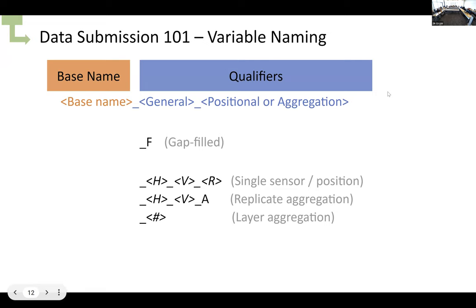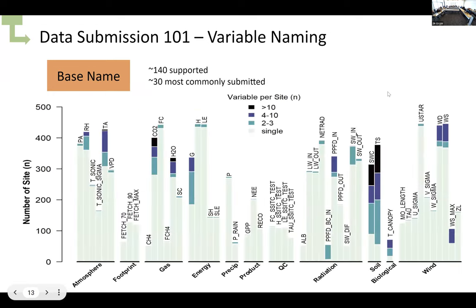The qualifier is a way to specify whether this variable is gap-filled or not. And sometimes we also use it for position. So if you have multiple things, I'm going to show you some examples. Like soil temperature, you have 30 soil temperature measurements, and how do you submit that in a single file? Use a qualifier to specify which variable: are they a single sensor variable, are they aggregated, or are they just averaged over the layer of the soil? That's another thing.